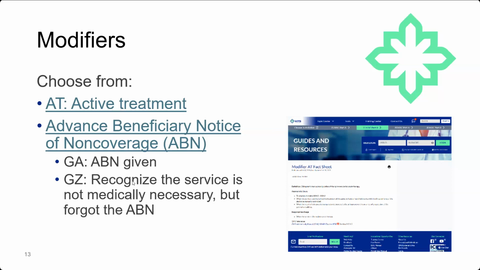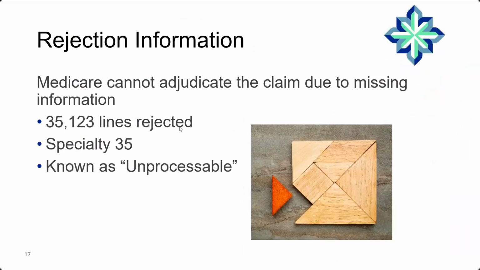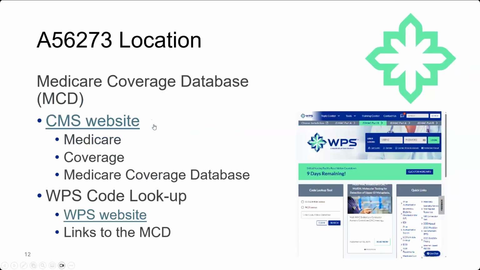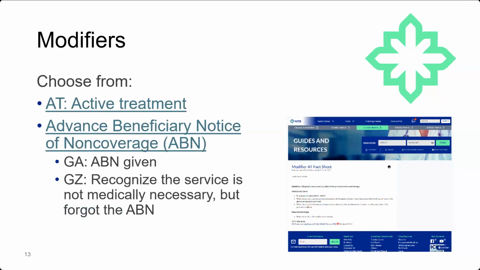Now, again, the ABN is the Advanced Beneficiary Notice of Non-Coverage. Sorry, I hit my wheel and totally messed everything up. Okay, there we go. The ABN is something that you give to inform the patient that Medicare will not consider their service today as medically necessary, or may not consider their service as medically necessary.